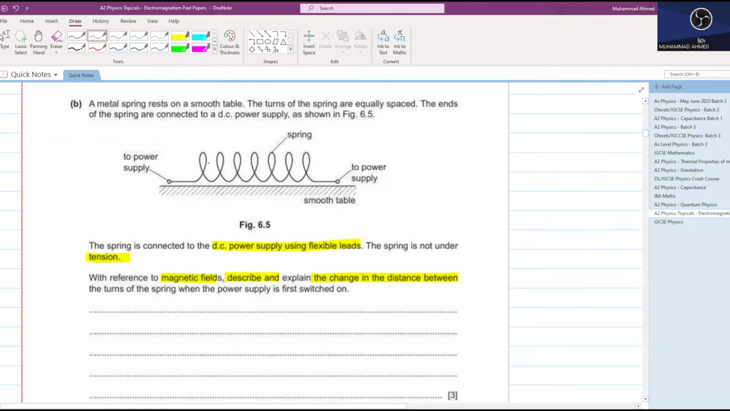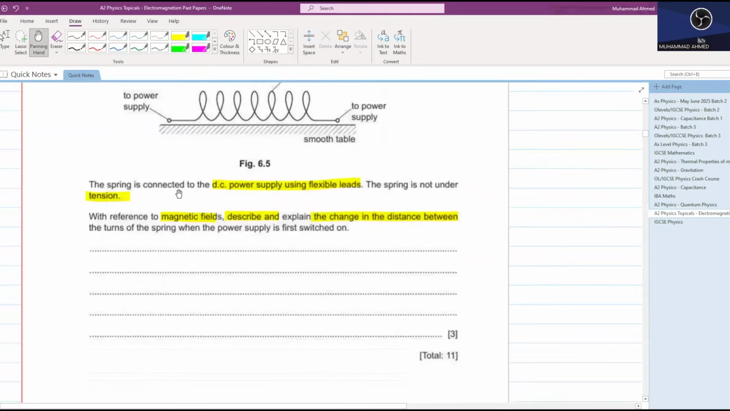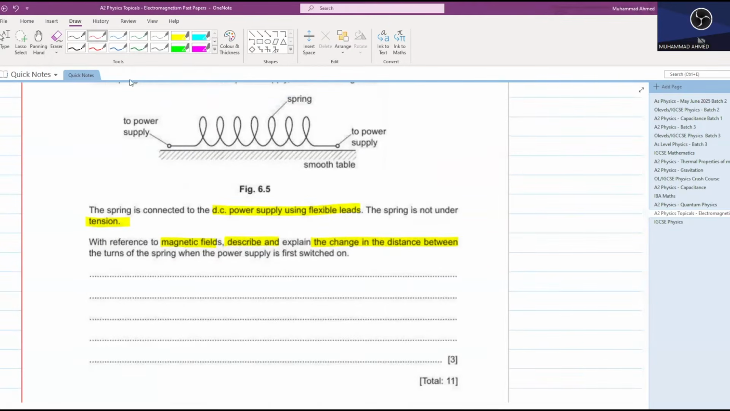So basically you have to tell how will this distance x between these coils vary as soon as you switch on the current. As soon as you switch on the current, how will this distance vary? So let's answer this. How many marks does this question carry? 3 marks. Okay, so we will have to answer carefully. Basically, as you connect it to a DC supply, what will happen? A current will start to flow through this entire coil.